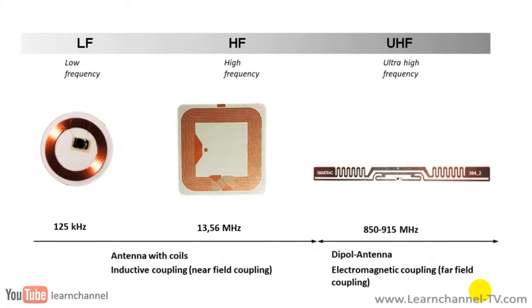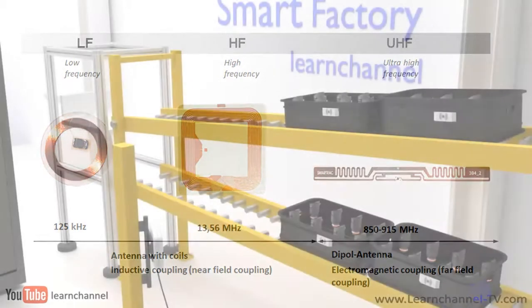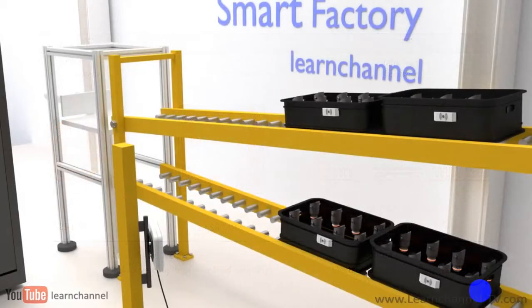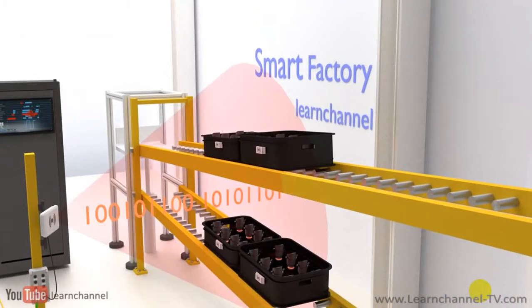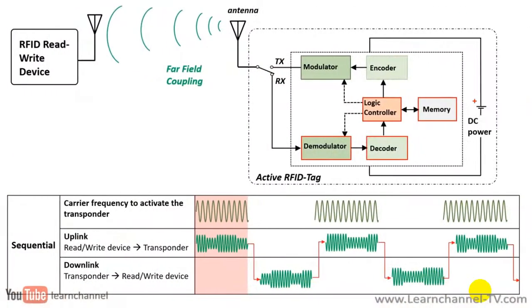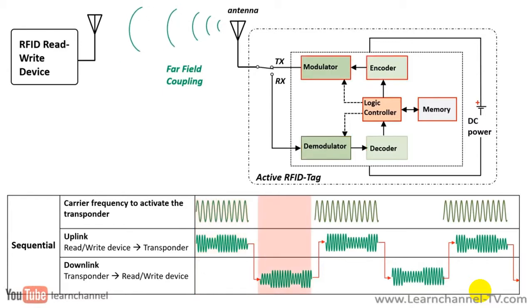If RFID technology is used in logistics, for example, larger distances must be covered, sometimes up to several hundred meters. Here, so-called active transponders must be used. The transponder is normally in so-called sleep mode and is only activated by the RFID read-write unit when a data transfer is to take place. This can increase the service life of the transponder's battery up to several years.